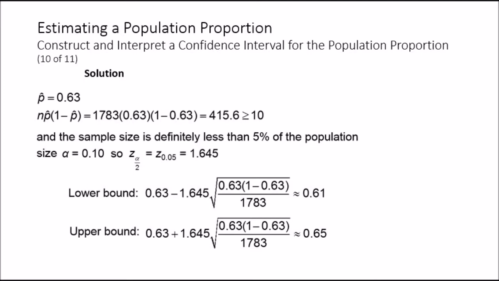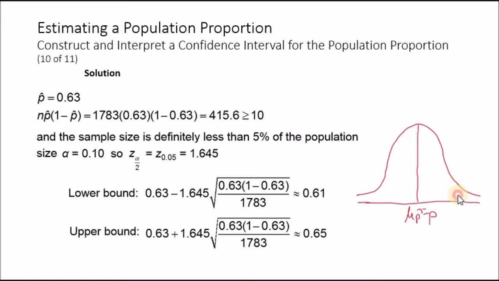Now, since we want to construct a 90% confidence interval, that means alpha is going to be equal to 1 minus 90%, which is 10%. To illustrate that, I'm going to try to draw it. Here is the normal distribution, and the mean is going to be in the middle, and we know that the mean of the distribution of the sample proportion is equivalent to the population proportion.